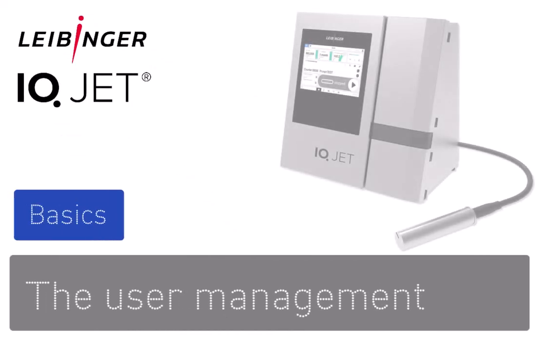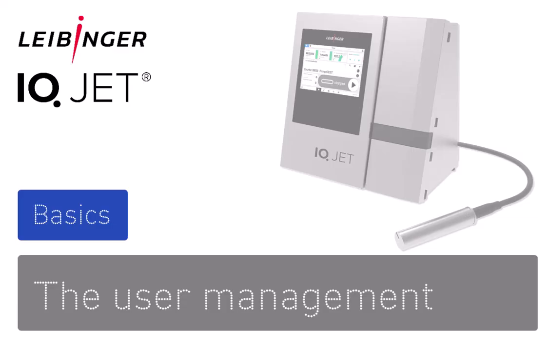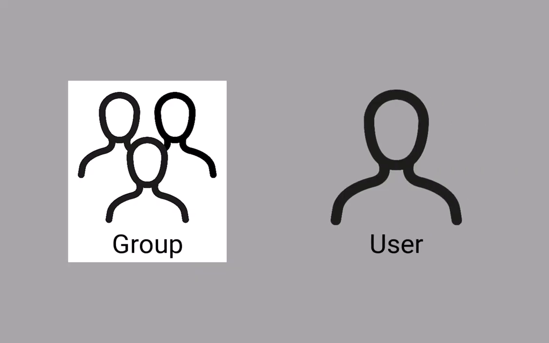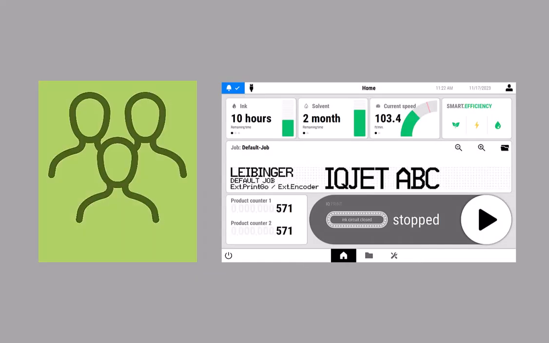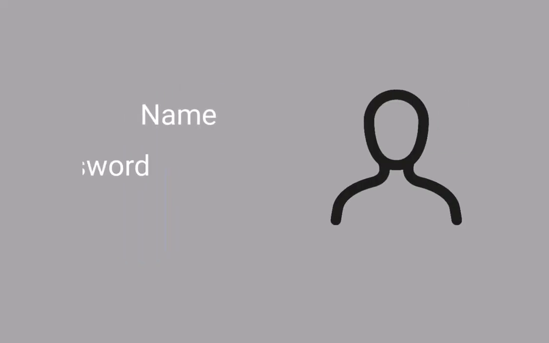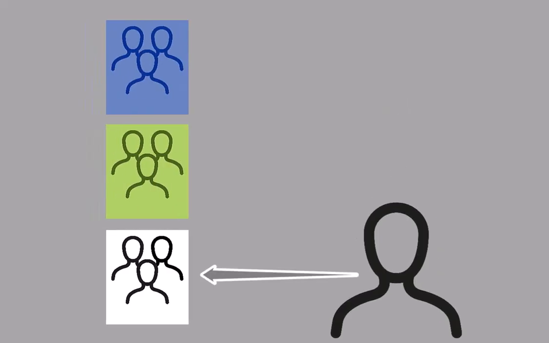In this video, I will explain the principle and functions of the user management. The user management is based on groups and users. Within a group, you define the access rights of the users who are members of the group. Within a user, you define the user itself. A user can only be a member of one group.